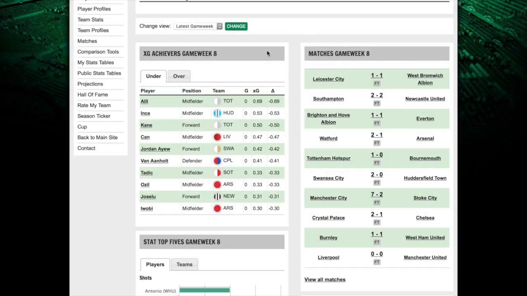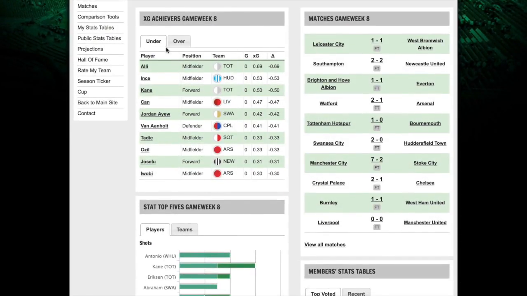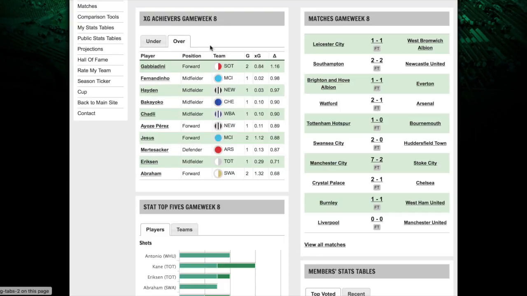Back on the members area dashboard, we've created a little widget here which shows us the under and overachievers for the current game week. You can change the game week or get cumulative here, but these are the players that have obviously under or overperformed in the game week in terms of their XG value and the actual goals that they scored.